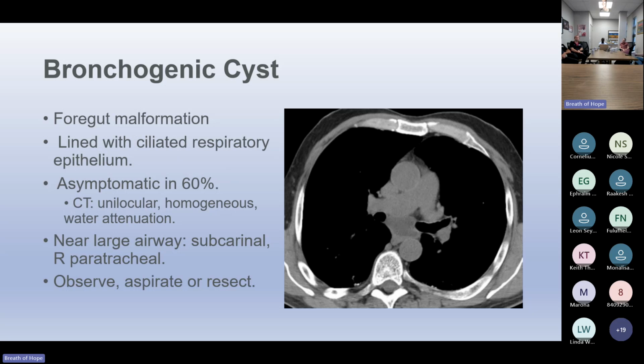Bronchogenic cyst, this will be a foregut malformation, lined with ciliated respiratory epithelium, tends to be asymptomatic in 60% of cases. CT scan shows a unilocular, homogeneous, water attenuation, and always near the larger airways, subcarinal or right paratracheal. Observe, aspirate, or resect. And just to show you, there it is.